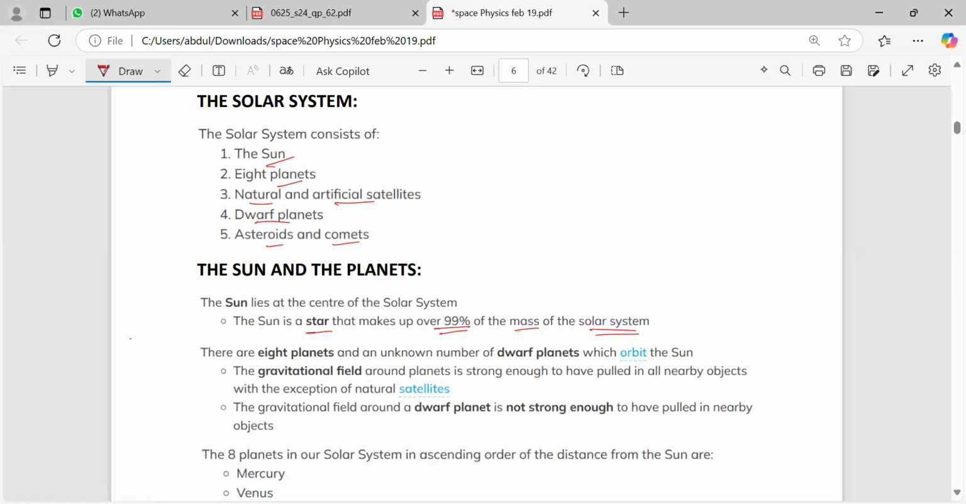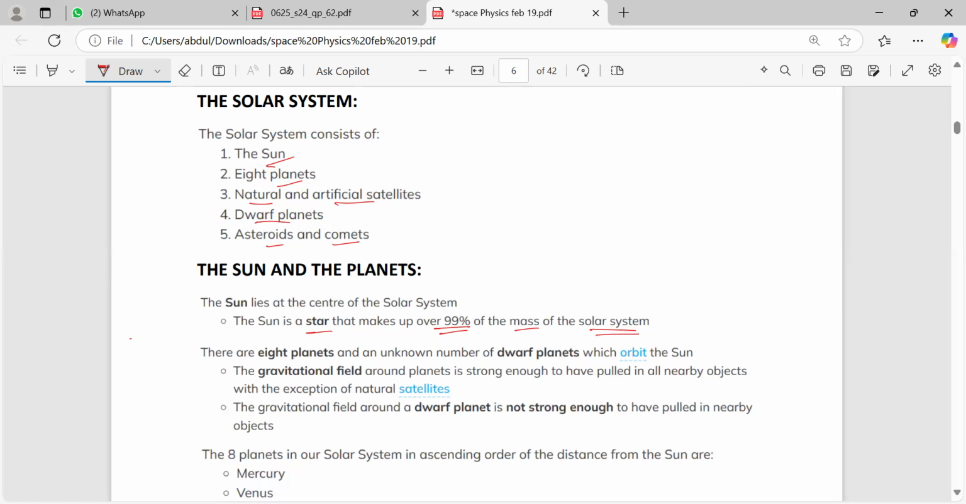For all of them, let's suppose the mass is 100 kilograms, which is just a supposition, it's not the exact correct value, of course. Then 99 kilograms are contained within the sun only, and the rest 1 kilogram is distributed among the 8 planets, natural and artificial satellites, dwarf planets, asteroids and comets. So almost all the mass is within the sun.